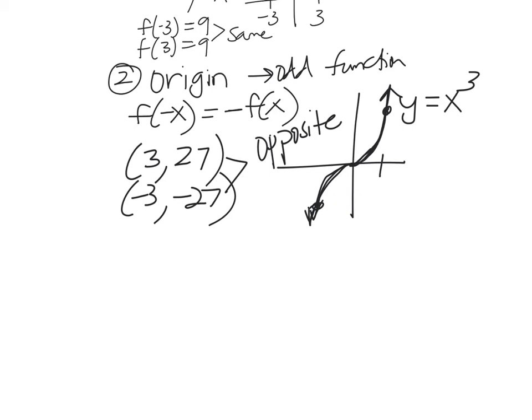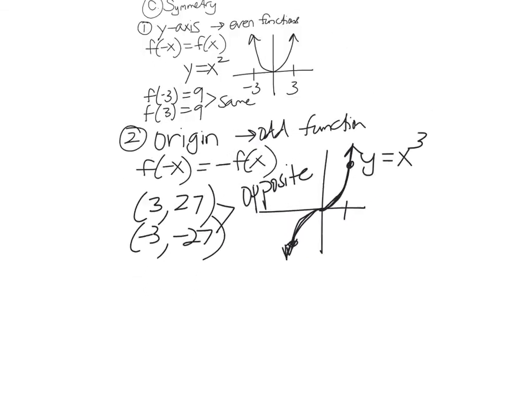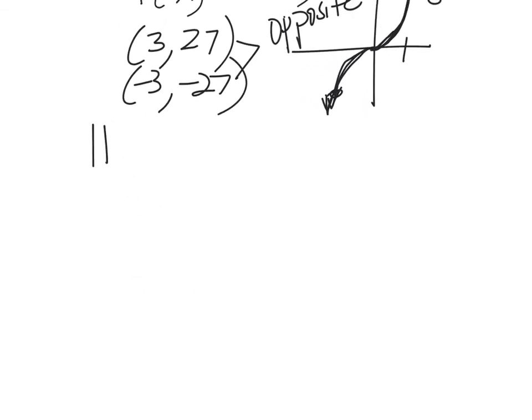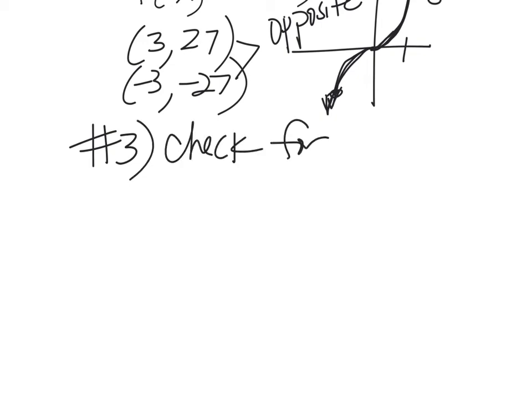But. Okay, so here we go. Let's do some. What number are we on? 3? 3. Number 3, we're going to check for symmetry. Check for symmetry. You may use your calculator. I have no problem with that. I'll show you both ways.